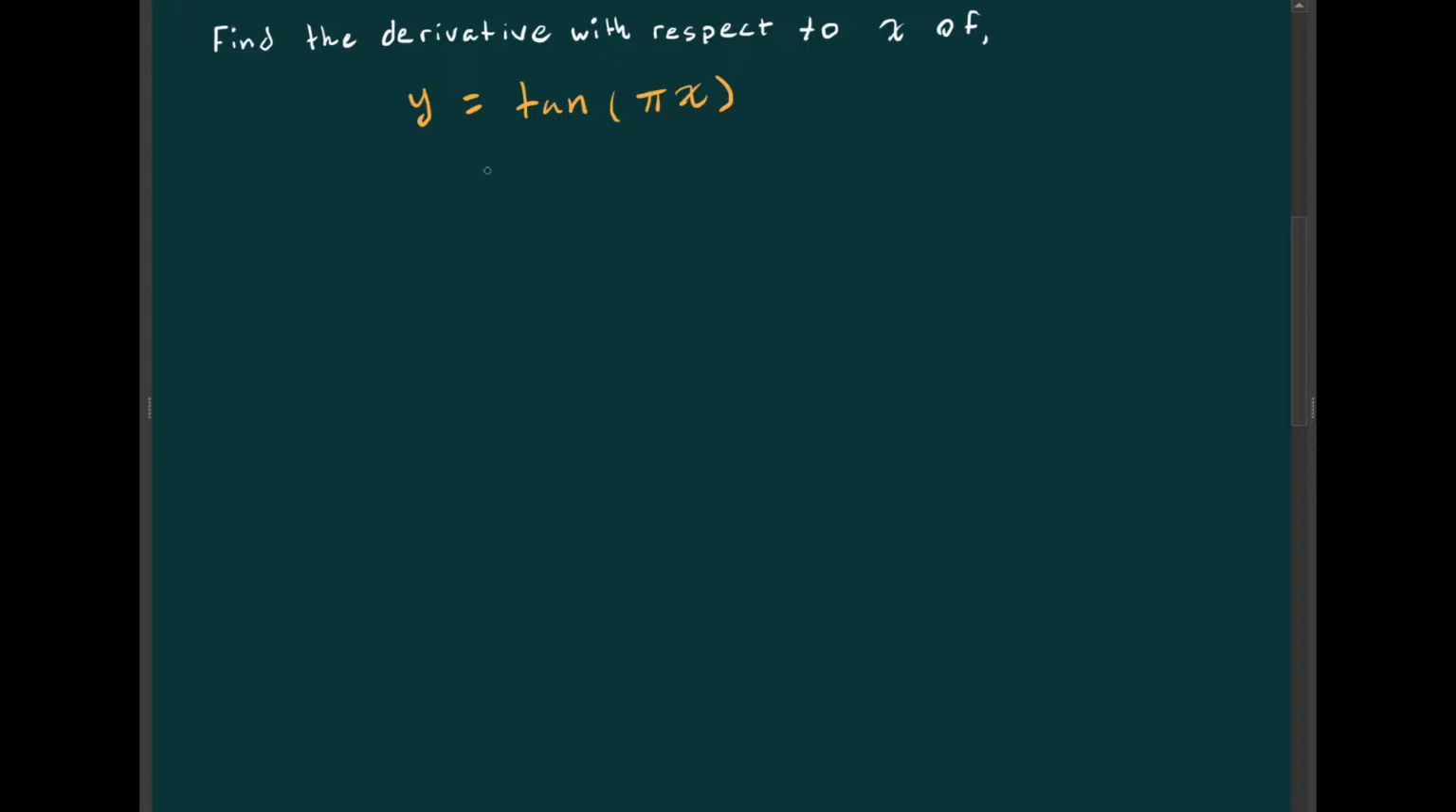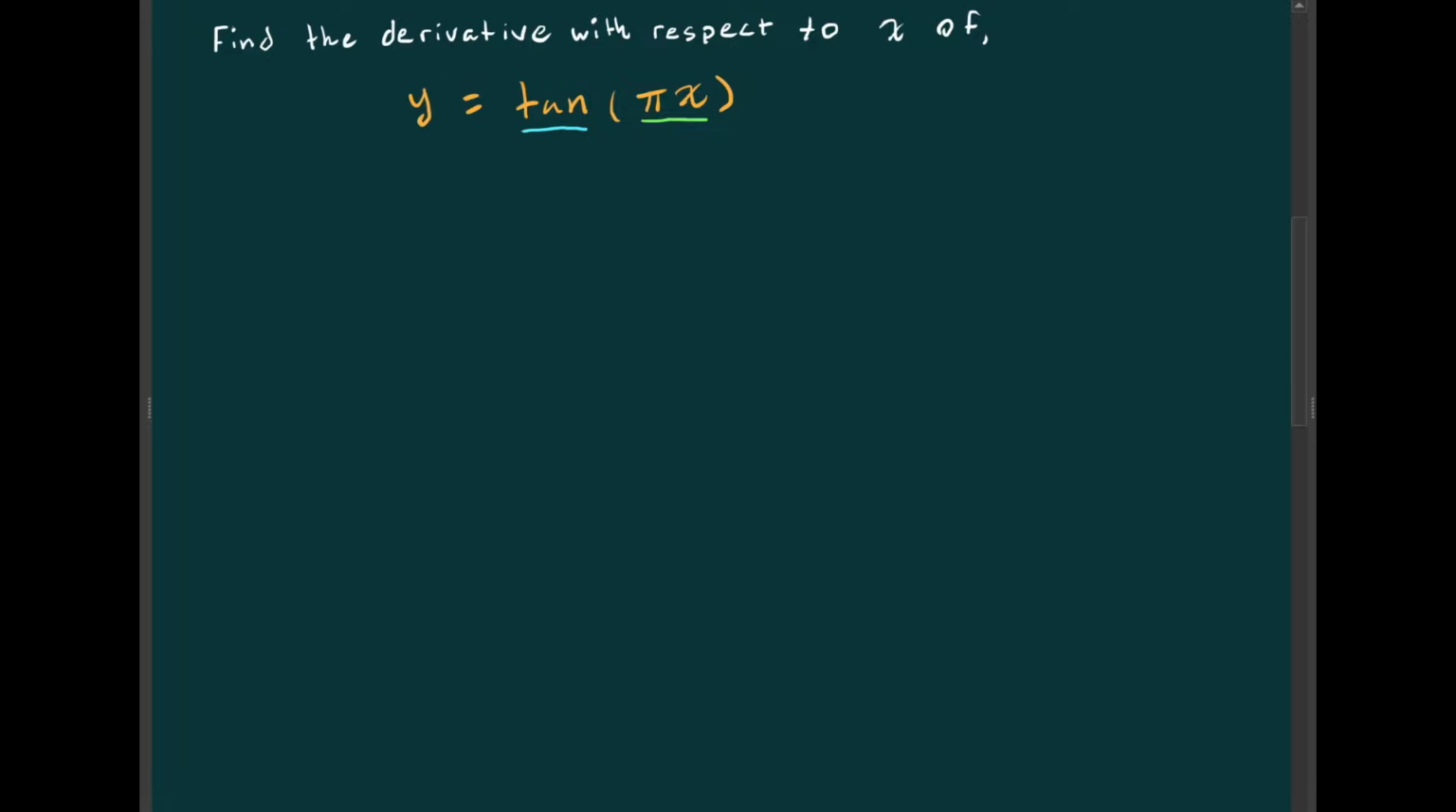So we're asked to find the derivative with respect to x of y equals tangent of pi x. Now, the first thing we need to recognize is that we have a composite function here. On the outside, we have this tangent part, and on the inside, we have a pi x. So we can't just evaluate it like we'd evaluate tangent of x. We'll need to use the chain rule.